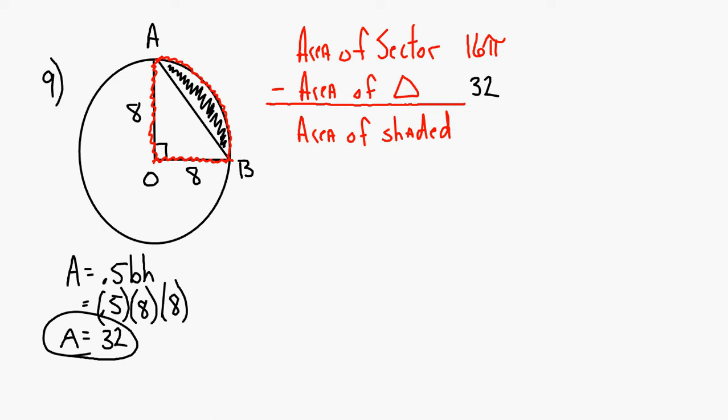The area of the shaded region is going to be 16 pi minus 32. And all of these dimensions were in feet squared or square feet, so this is going to be square feet.